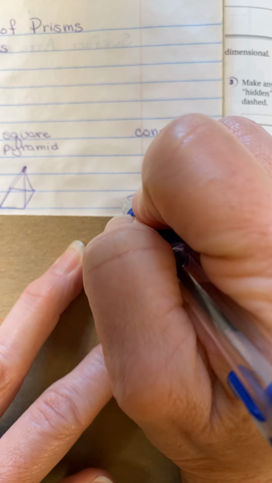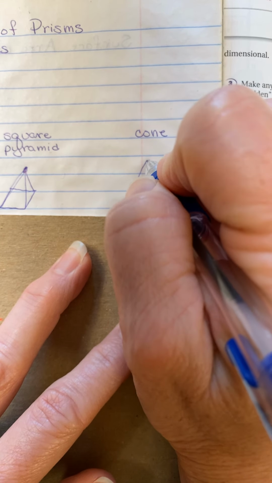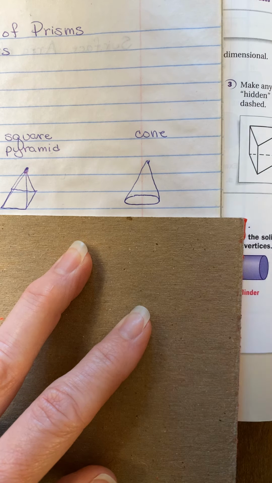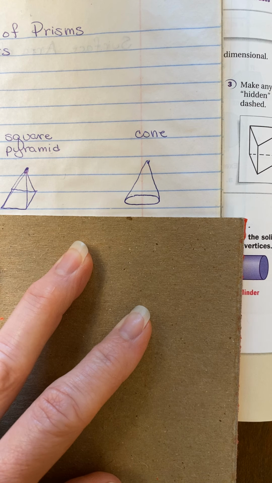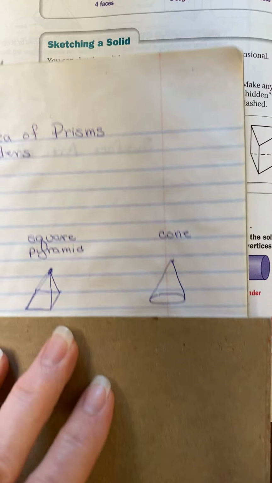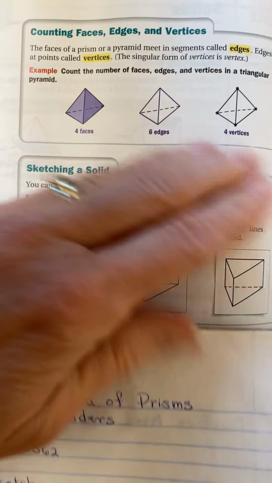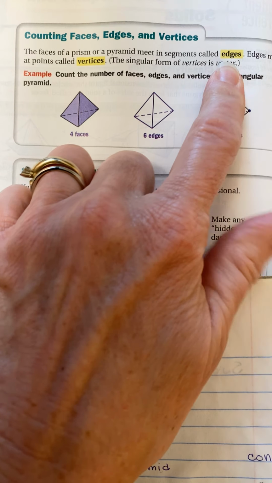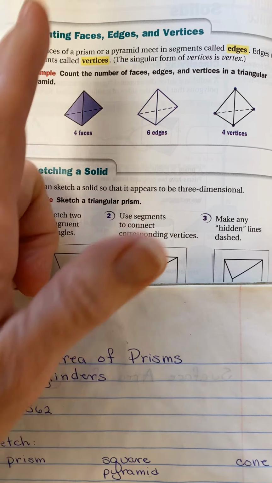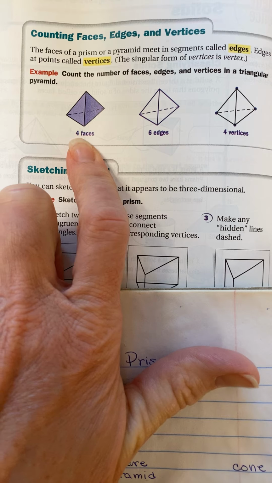Since it's a cone, it goes to the point, and then you can just sketch those connections there. One thing we did not talk about with cones and with cylinders, they do not have edges, they do not have vertices, they do not have faces.